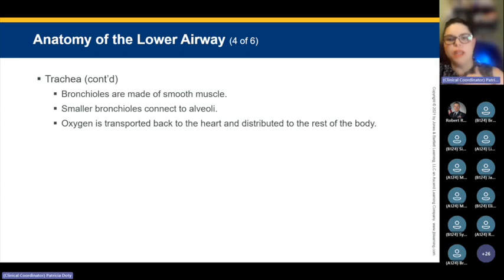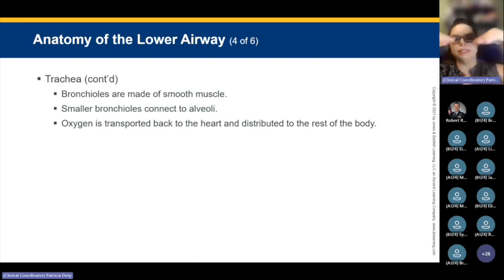The oxygen is transported back to the heart and distributed to the rest of the body. It has to go through the heart to continue through the body, right? But let's talk about what alveoli actually are. There's millions of these thin-walled little balloon-like sacs, and they're all over the place, almost like little bitty grapes at the end of these, and they're pretty cool to look at, by the way.